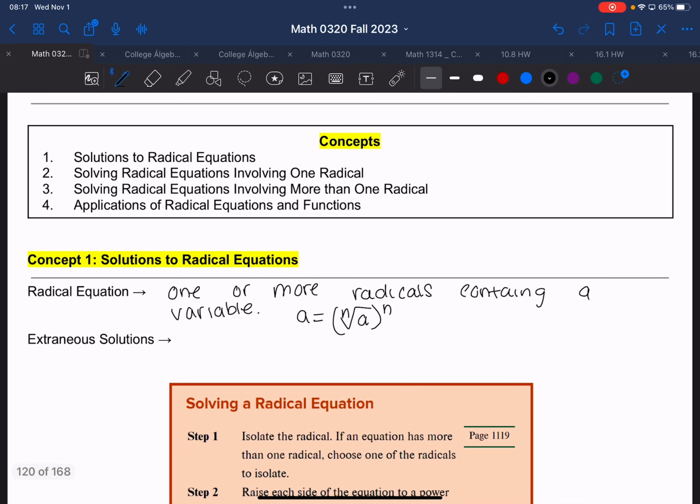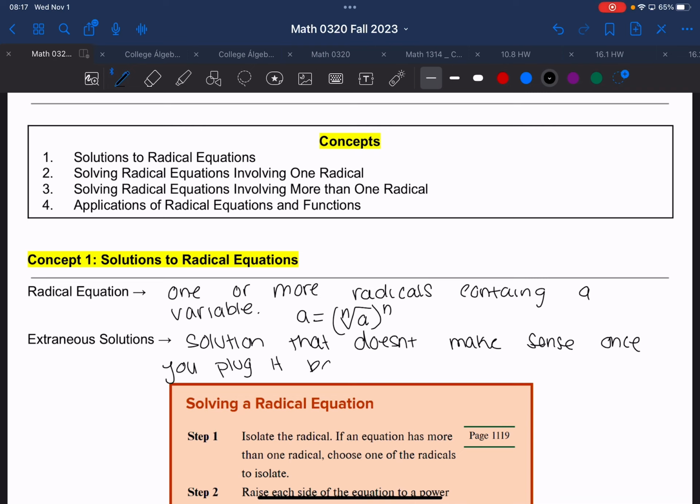Another vocab here is extraneous solutions. An extraneous solution is a solution that doesn't make sense once you plug it back in. On previous notes, remember we had to plug in our answers to verify if they were true statements. So we're going to do the same thing here.